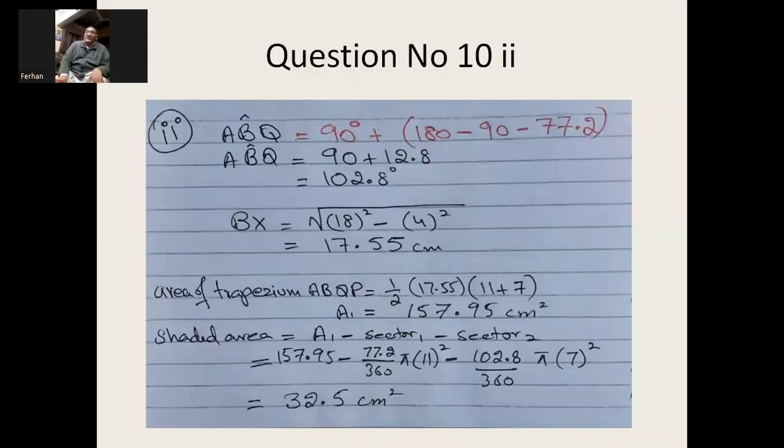So it will be 157.95 minus sector 1, where the angle at the center is 77.2 and its radius is 11. So it will be 77.2 divided by 360 multiply pi multiply 11 squared, minus the area of sector number 2, which is the sector of the small circle. That will be 102.8 divided by 360 multiply pi multiply 7 squared, and the final answer will be 32.5 centimeters square.